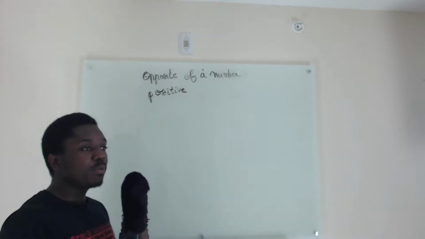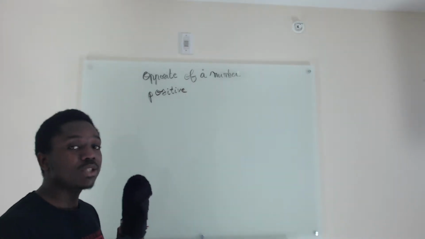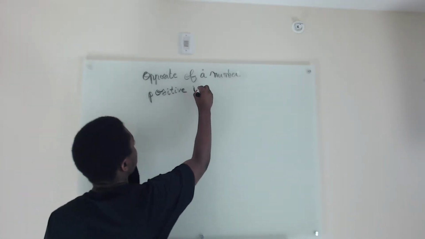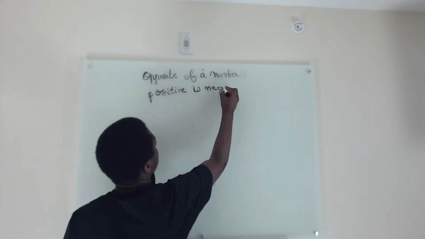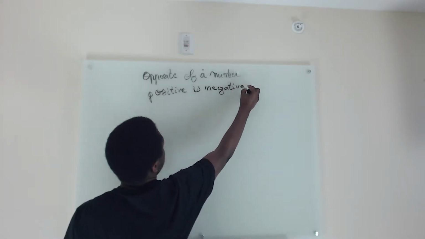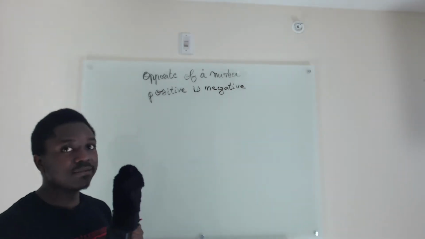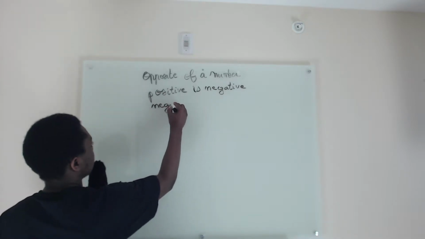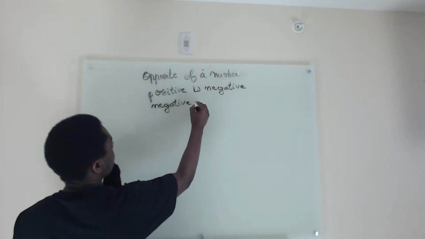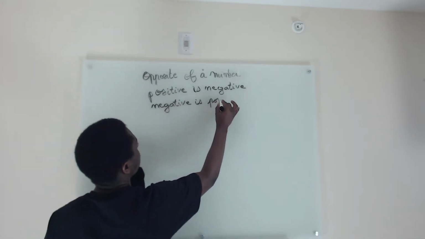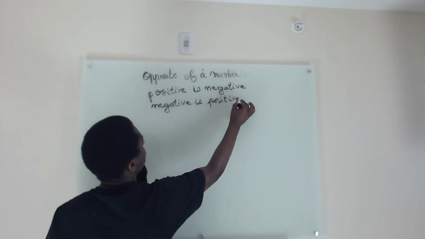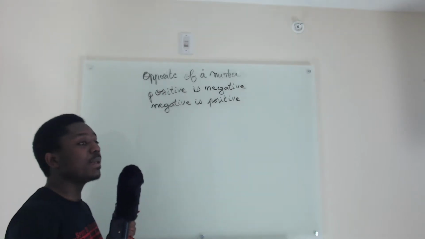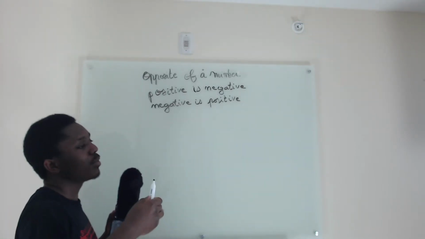So before we begin doing some examples, I would like to let you know that the opposite of positive is negative. So the opposite of positive is negative, and the opposite of negative is what? Positive. So the opposite of a positive number is the same exact number but with the negative sign.